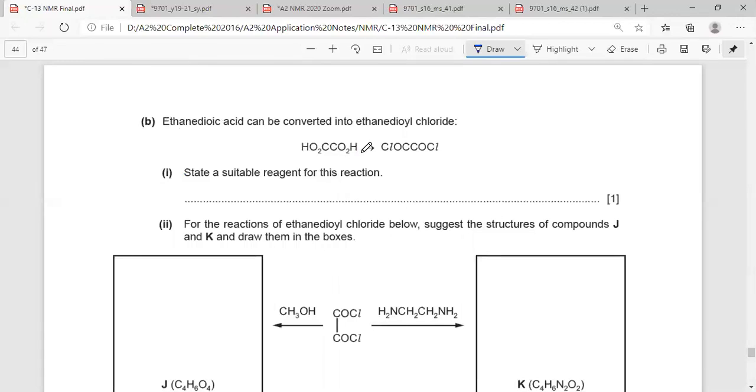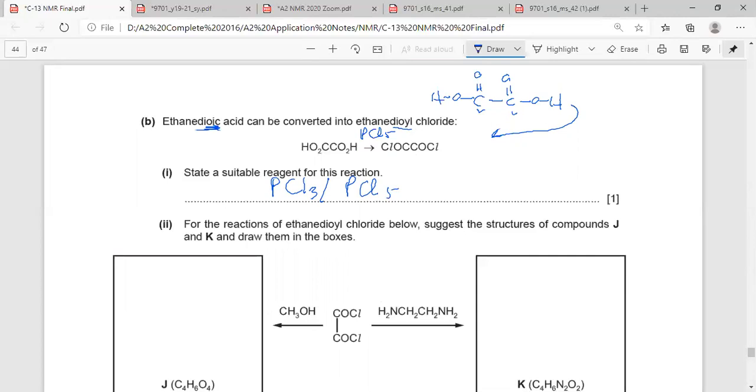Ethane dioic acid. This one includes all your organic chemistry. Now this is ethane dioic acid. Dioic means what? 2 carboxylic acids. Ethane means 2 carbons, 1, 2. This dicarboxylic acid is converted to the acid chloride, of course using PCl5, or PCl3. Normally it's PCl5. So now you get this one here.